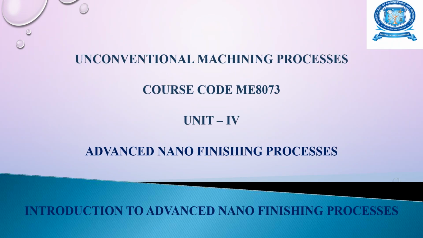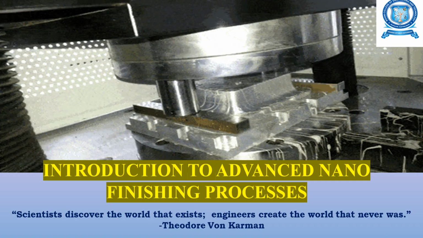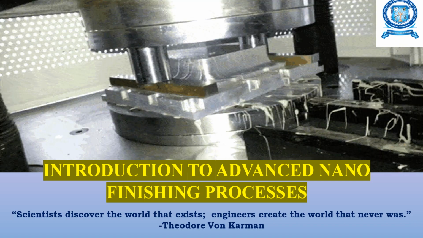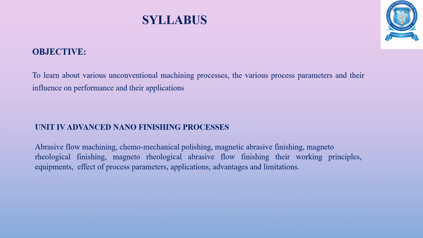And in this video session, we'll be studying about the advanced nano finishing process, unit 4, in which we'll be studying about the introduction to advanced nano finishing process. So the objective of studying this unconventional machining process is to learn about various unconventional machining processes and the various process parameters and their influence on performance and their applications.